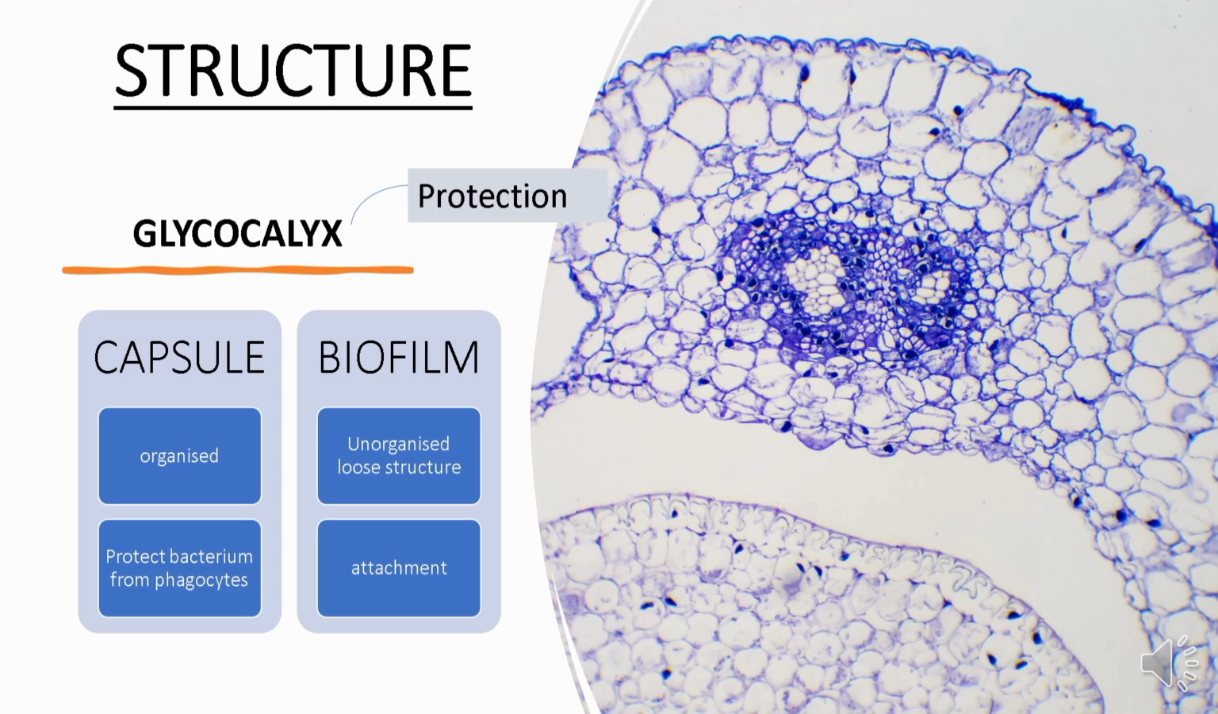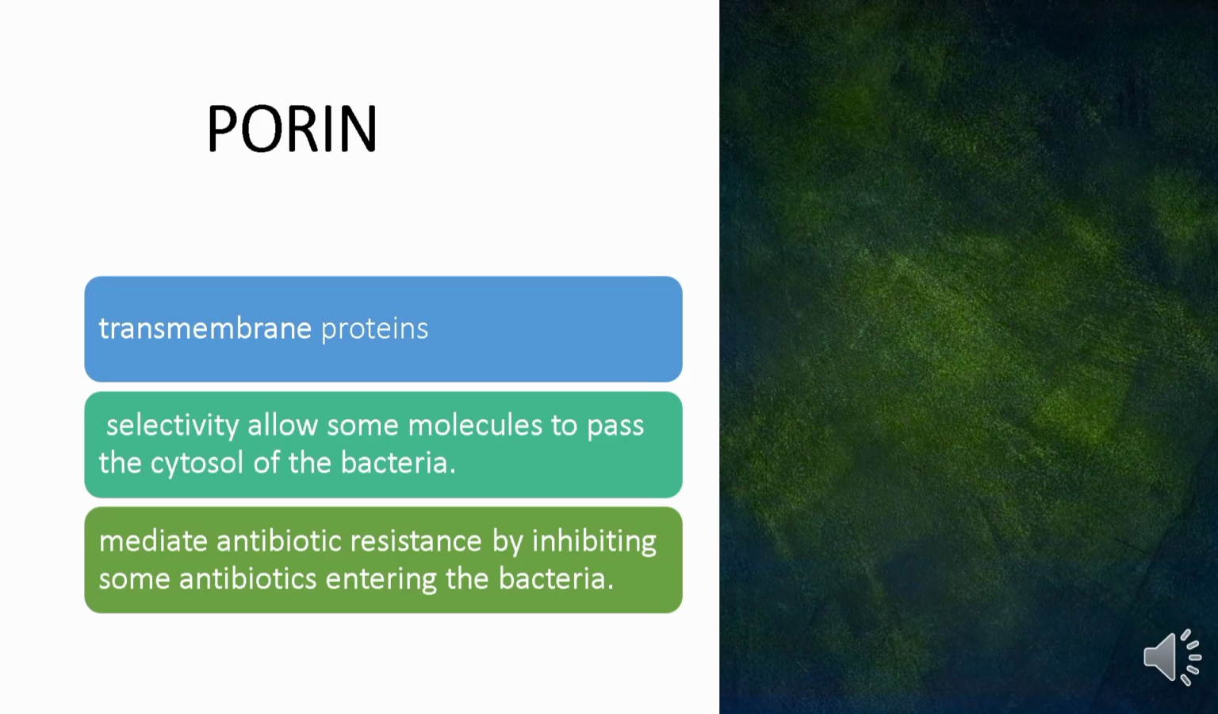The Glycocalyx can be in the form of capsule, which is neatly organized and protects the bacterium from phagocytes or as a biofilm, which is an unorganized loose structure yet important for attachment. There are also porins. These porins are transmembrane proteins which selectively allow some molecules to pass the cytosol of the bacteria. Porins can mediate antibiotic resistance by inhibiting some antibiotics entering the bacteria.